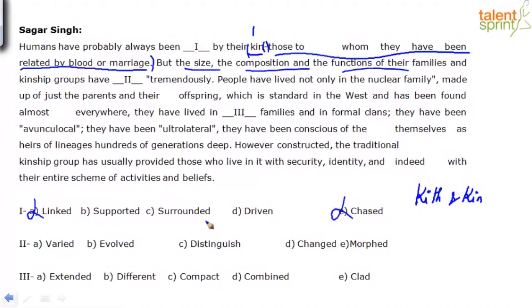So it's mostly to do with just the physiological aspect. Surrounded, those to whom they have been related by blood or marriage. The kin is those to whom, referring to the humans. So not driven by their kin. Supported, we don't have enough context in the passage. So the closest fit, or the most effective word in blank one, is option C, surrounded. Humans have probably always been surrounded.